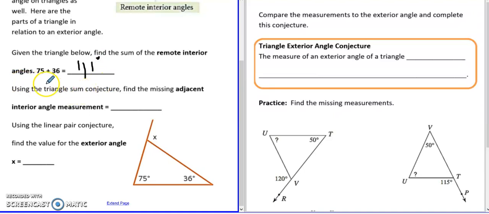All right, now it says, use the triangle sum conjecture, find the missing adjacent interior angle measurement. Triangle sum conjecture, remember, means all three angles in the triangle add up to 180. So we're going to use it to figure out this corner here. So I'm going to take 180 total and subtract off the two angles that were given, which is the 75 and the 36.